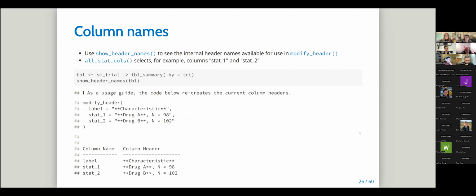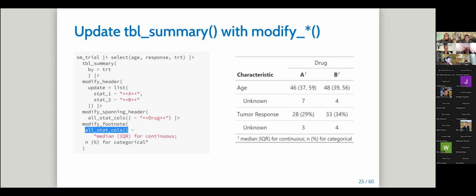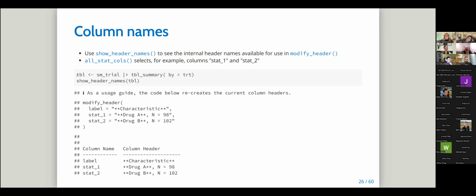Okay, so to use these modify features, we need to know what the underlying variable names are in our table. And to do that, we create a table and assign it to a name. So here I'm going to create just a little table from my data set just by the treatment variable. I'm going to call it tbl. And then I can use the function show_header_names on my table. And it will print off in your console what the different column names are so that you can use them to make those modifications.